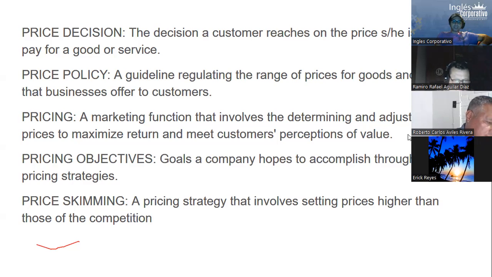As we were discussing before, right? Pricing objectives, goals a company hopes to accomplish through its pricing strategies. So when you set a price for a product, it's not just to put a number, right? You need to analyze what is the price that people can pay for a product or service. You need to do investigation, research about many things. Okay, good.